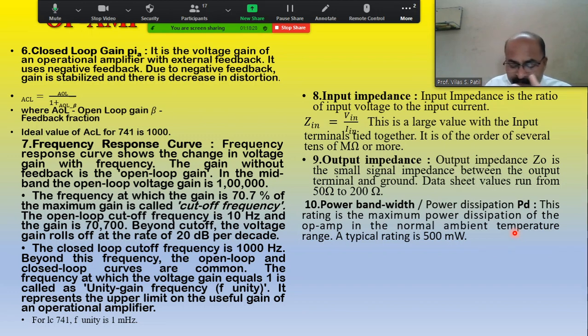frequency response curve. Popat dada lecture madhe aahe, mi tumhala ek 20 minutat phone karto.